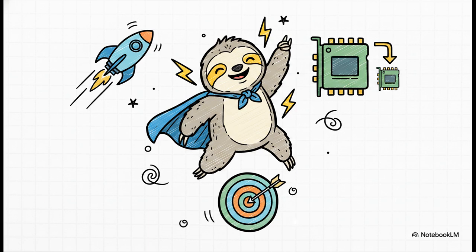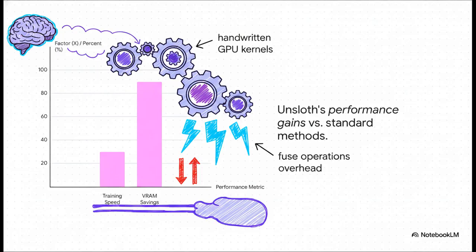It's an open source framework built specifically to solve this problem, and the numbers are kind of staggering. We're talking about training models up to 30 times faster while using 90% less of your precious video RAM. And the best part? It does all this without hurting the model's accuracy. So how on earth does it pull off these incredible performance boosts? Well, it's not magic, it's just really, really clever engineering.